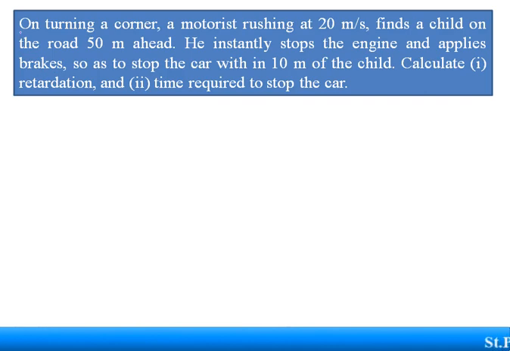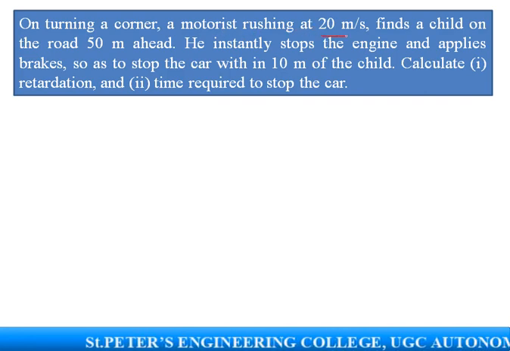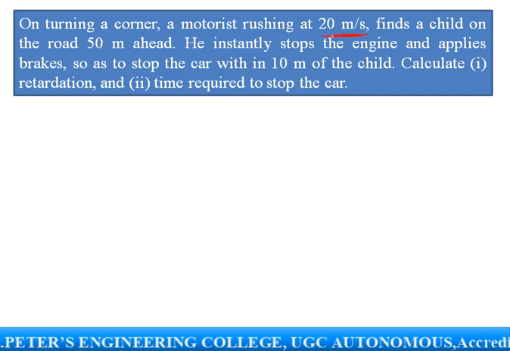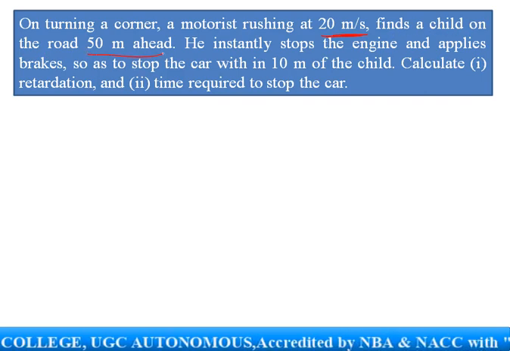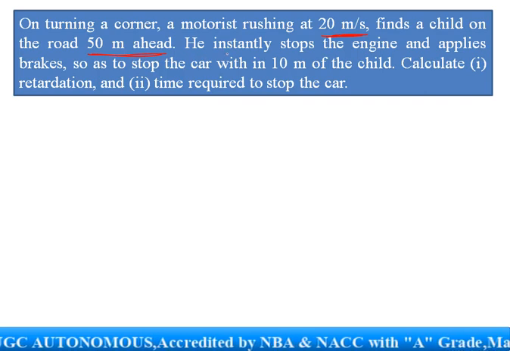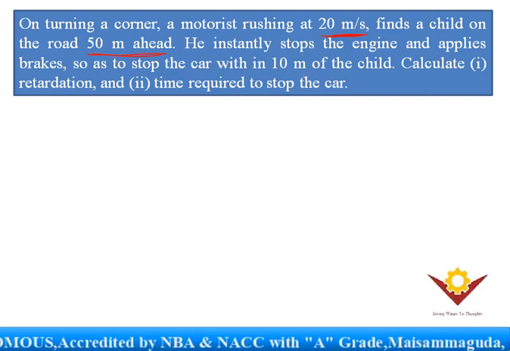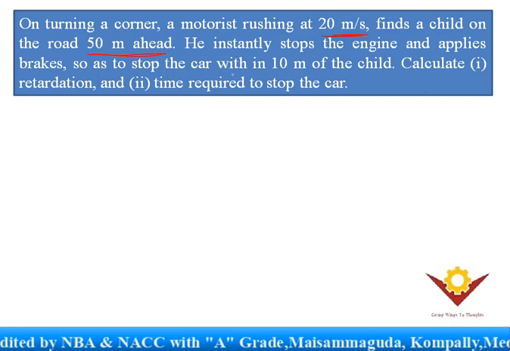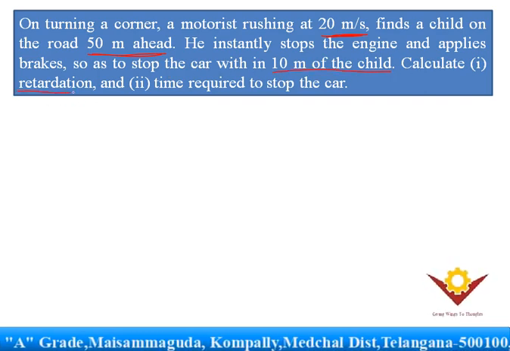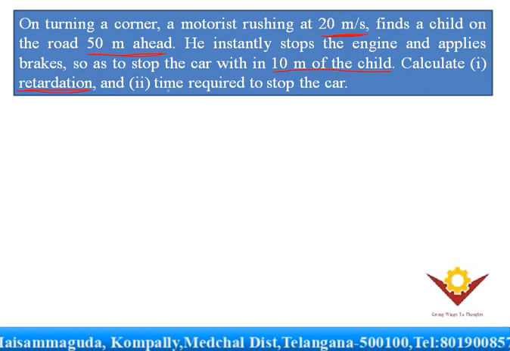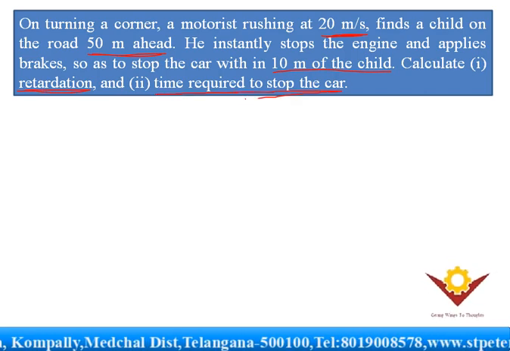Now, the first one: on turning a corner, a motorist rushing at 20 meters per second finds a child on the road 50 meters ahead. He instantly stops the engine and applies brakes so as to stop the car within 10 meters of the child. Calculate the retardation and the time required to stop the car.